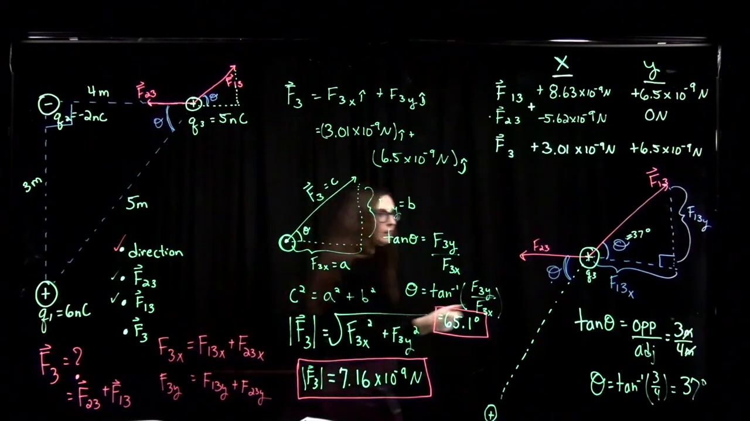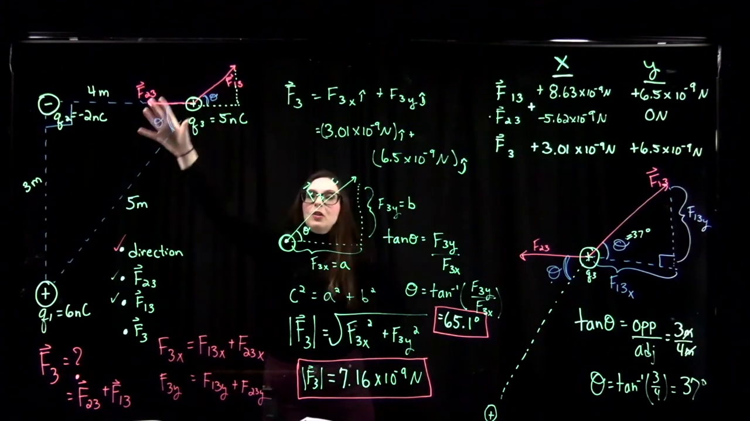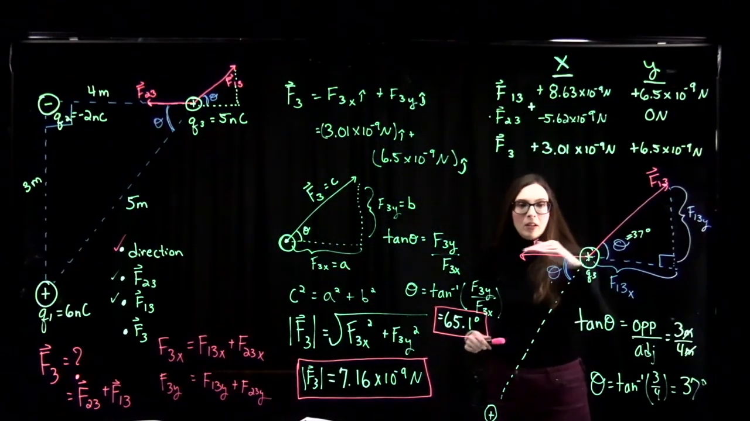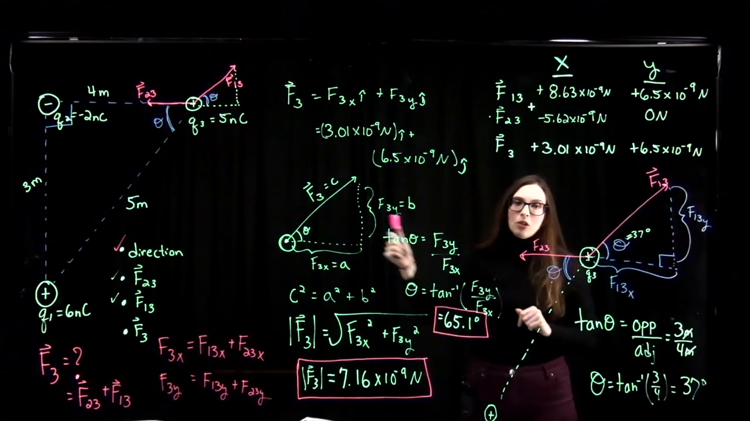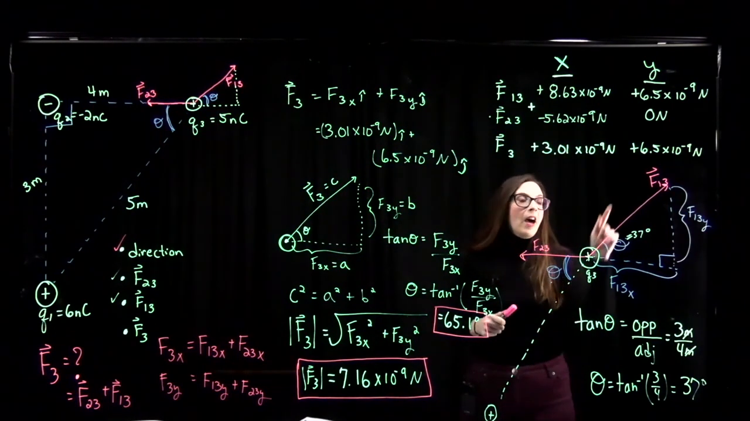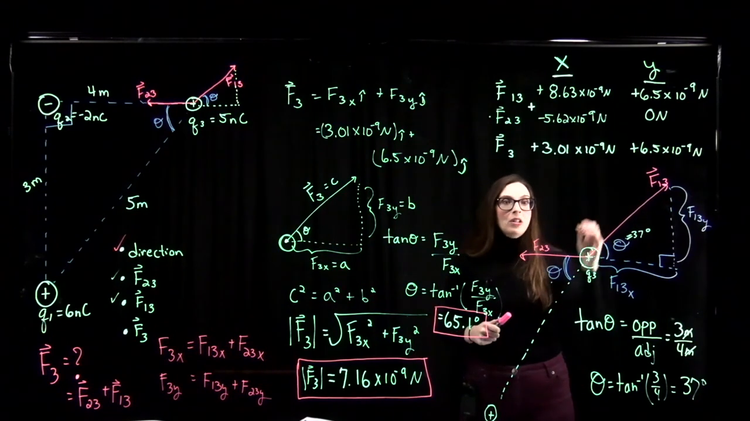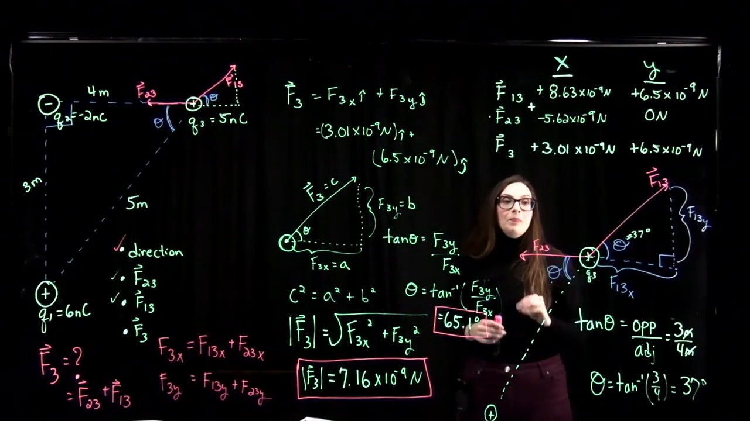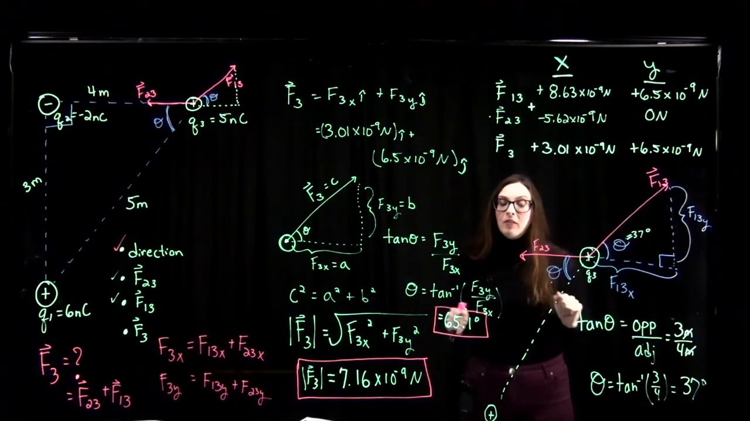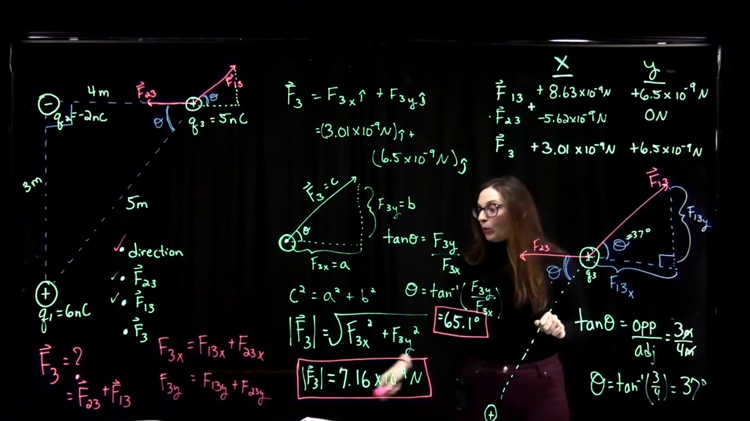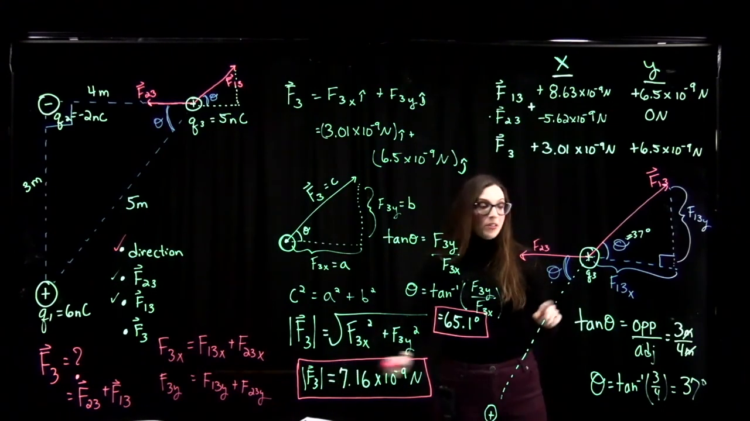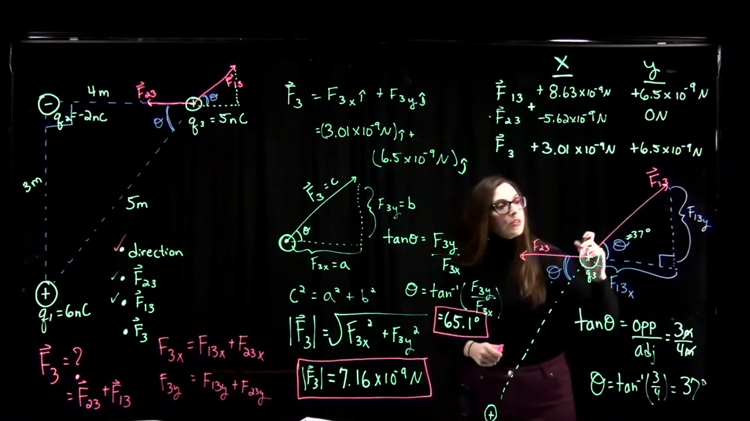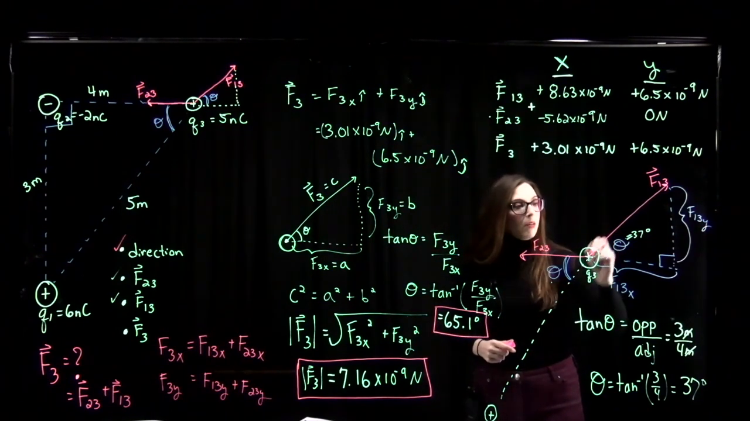So over here, we took this part of my drawing and blew it up. F23 is pointing off in this direction. That's the force that charge 2 exerts on charge 3. F13 is pointing off in this direction. That's the force that Q1 exerts on Q3. We had to add both of these vectors together in order to get the net force that's acting on this charge right here. And that net force is this one that I'm going to draw right here.